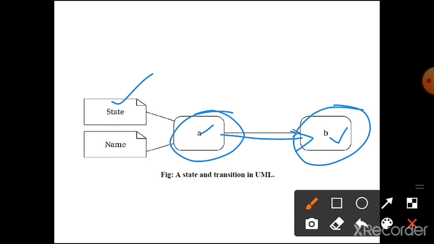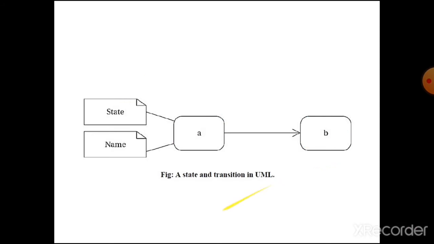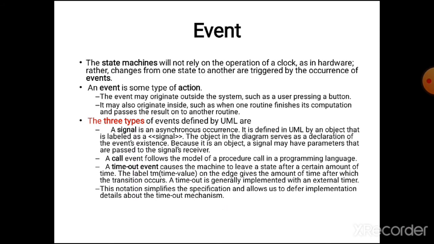Then a transition from one state to another occurs when an event occurs in one state, and then the transition occurs from one state to another. So the state machine does not rely on the operation of a clock as in hardware; rather, its changes from one state to another are triggered by the occurrence of an event. So when an event occurs in one state, it changes from that state to another. So the event is some type of action.